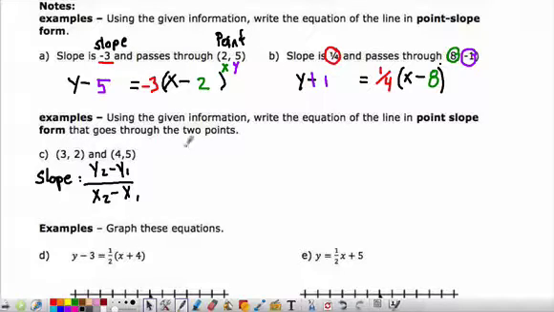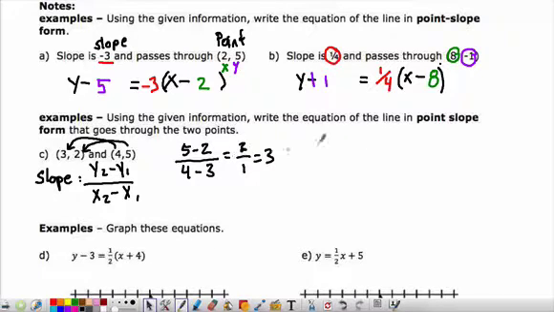Okay, so I put my y's together, 5 minus 2. And then I put my x's together, 4 minus 3. So 5 minus 2 gives me 3. 4 minus 3 gives me 1. And this is all going to simplify to 3. Okay, so what we needed was a point and a slope for this equation. Now we have a point and a slope.